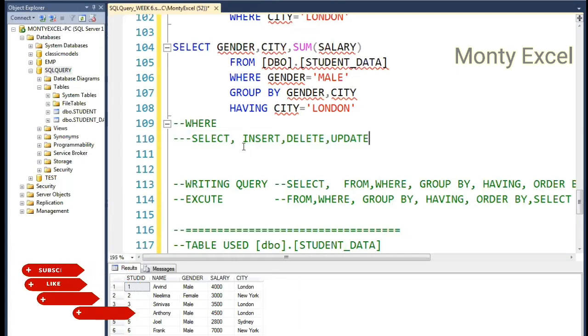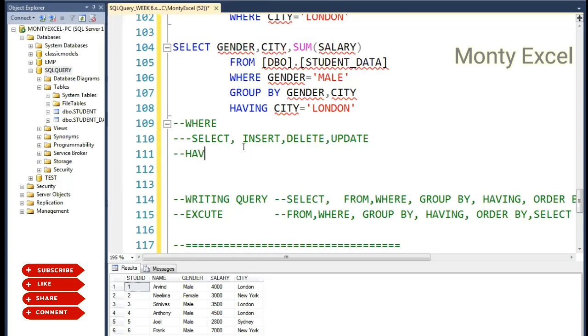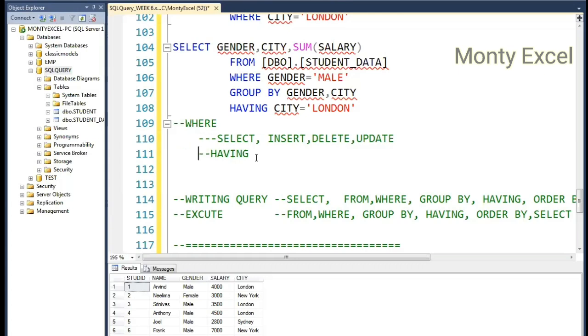But what happens when I'm talking about HAVING? Let's see the differentiation before we go further to ORDER BY. All right, so that is the first thing we can notice with select. So coming back, basically WHERE we can use for all these things.